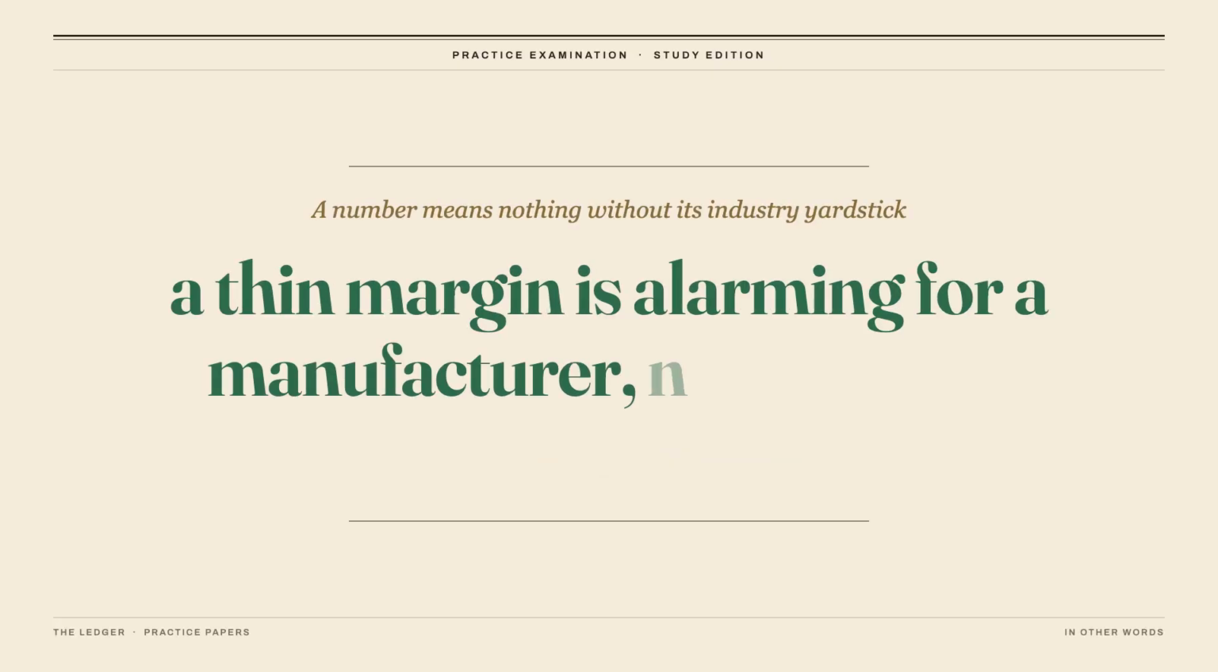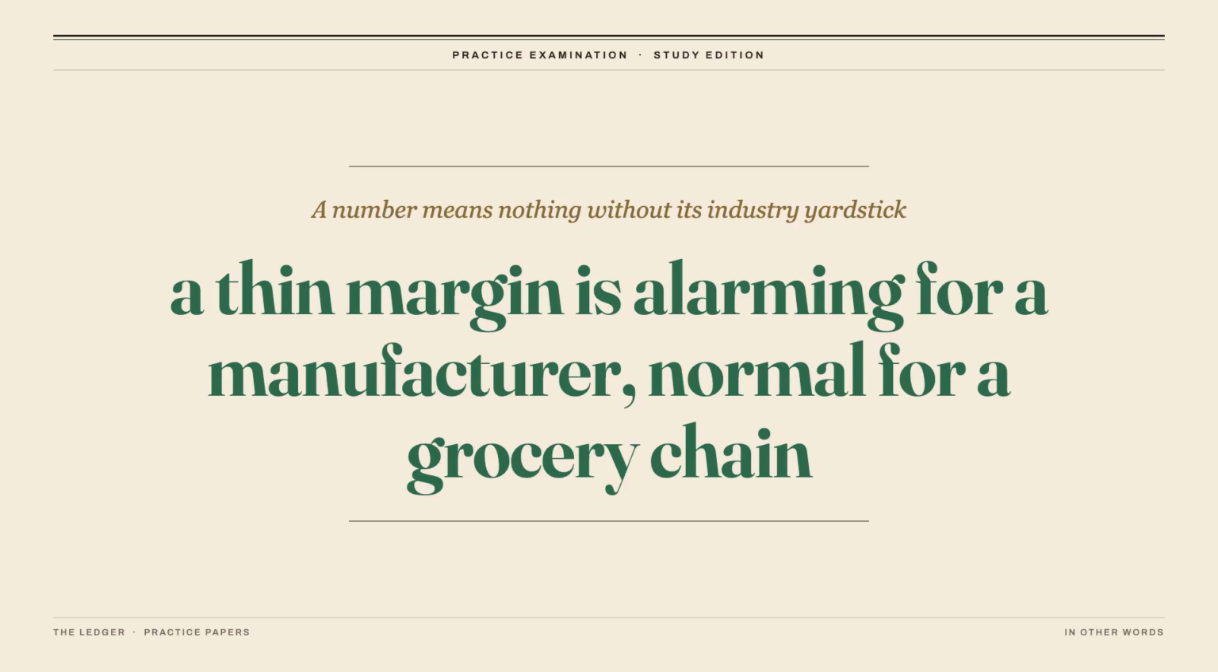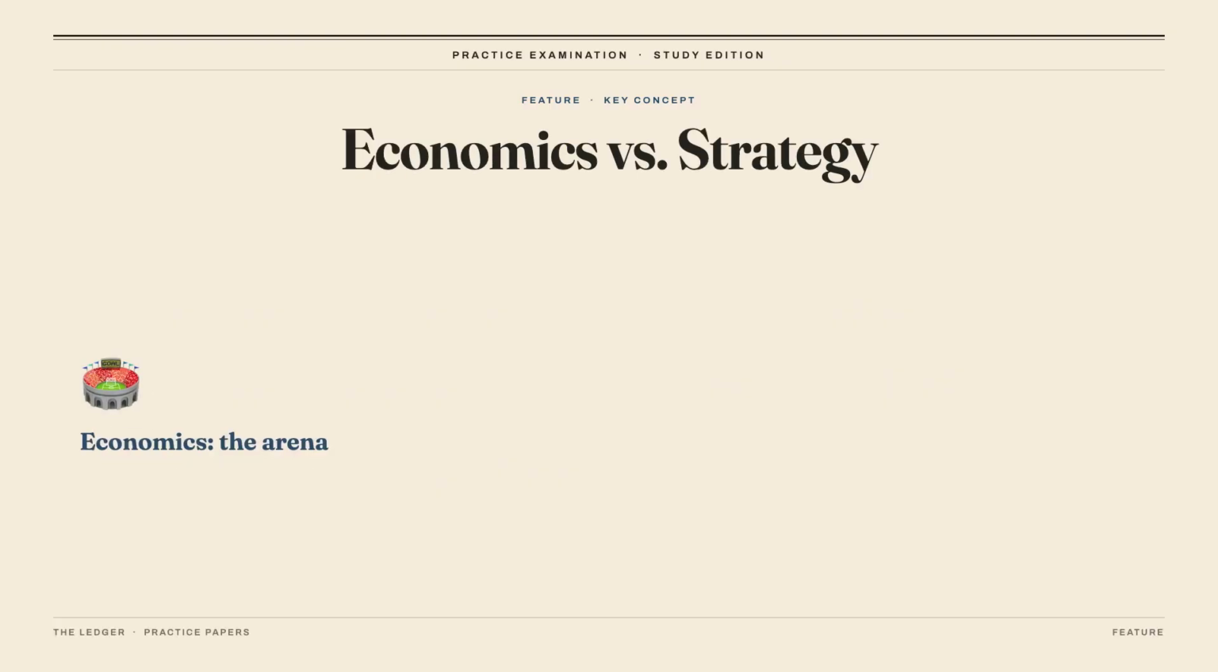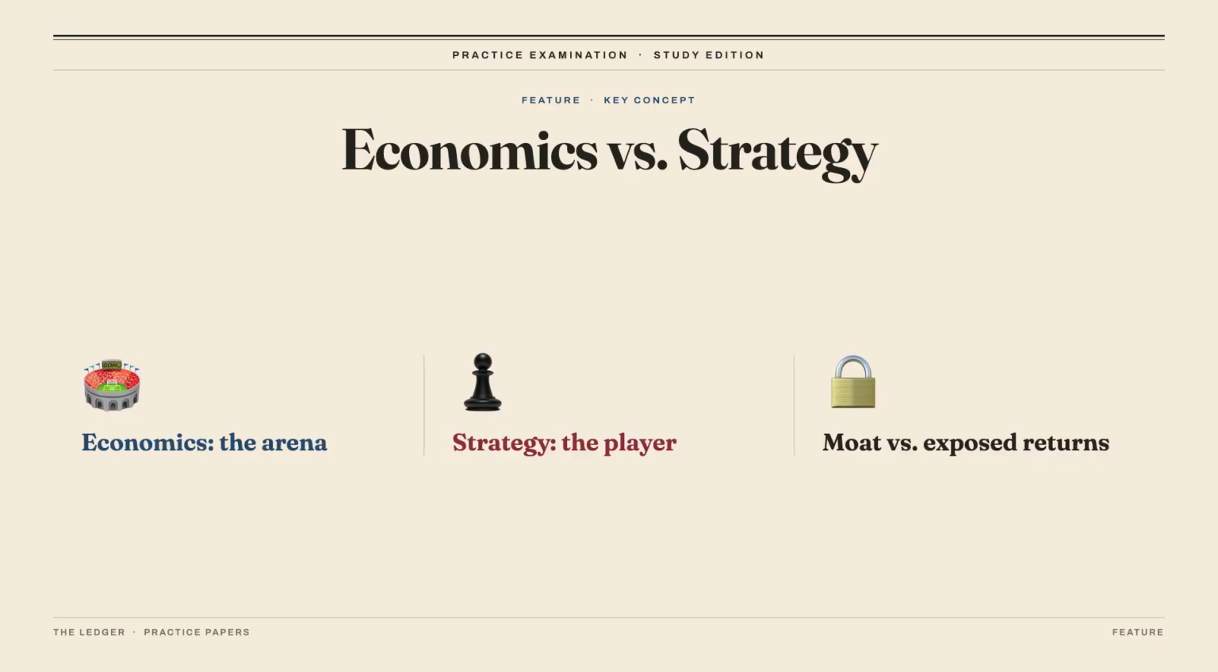That's why a thin profit margin looks alarming until you learn it's a grocery chain where thin margins on huge volume are simply normal, and why debt that would scare a lender is ordinary for an electric utility. The industry supplies the yardstick that gives any ratio its meaning. Two firms can post the identical return on assets, yet one sits in a fragmented market where profits get competed away, while the other holds a protected position with a moat. That's the difference between economics, the arena every firm shares, and strategy, what one player chooses to do inside it.